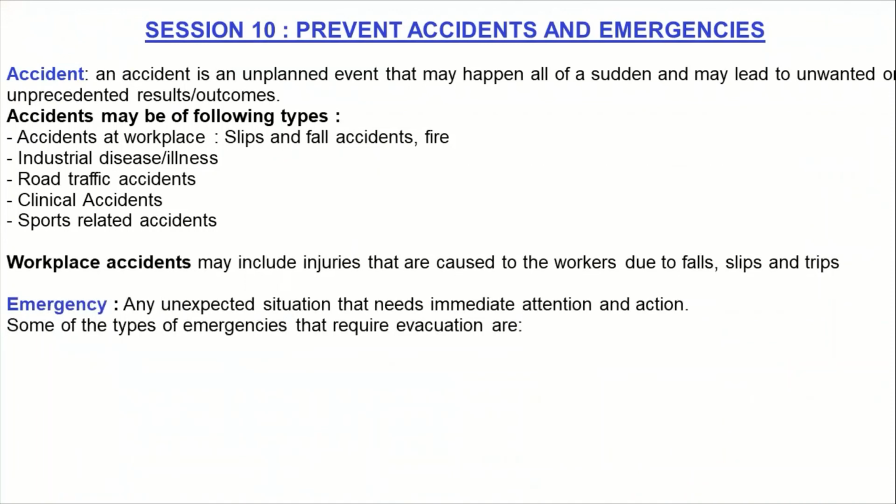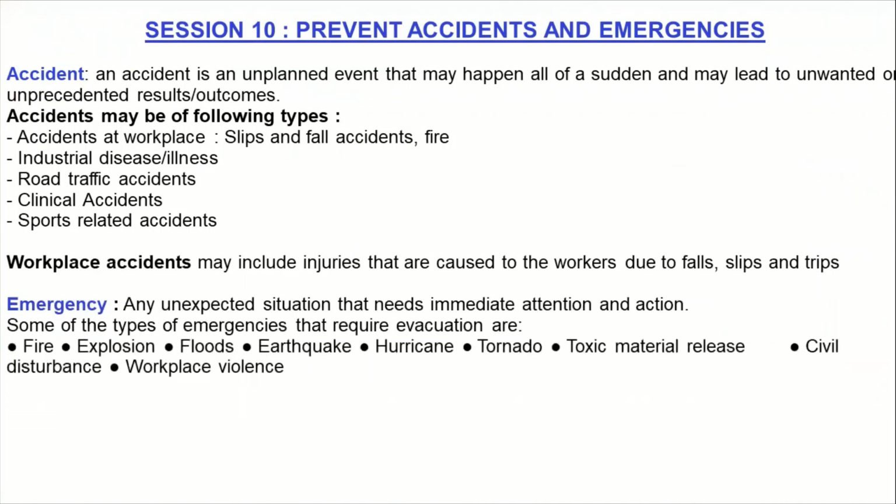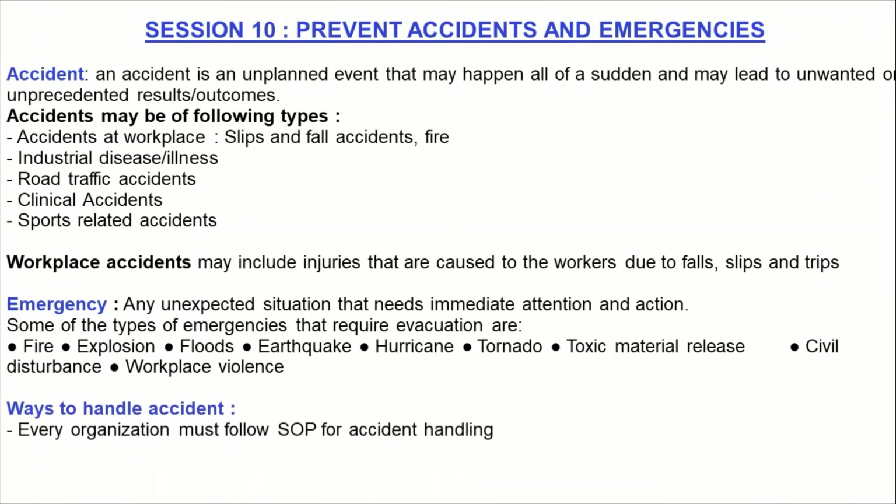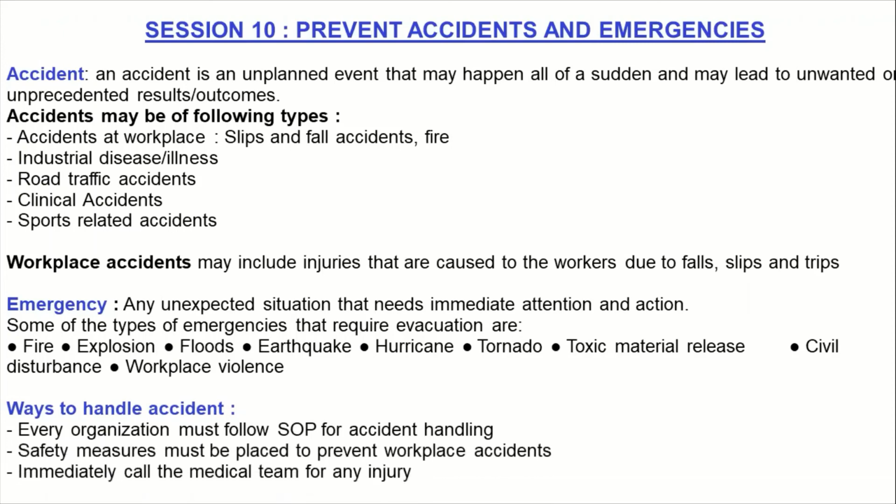Emergency is any unexpected situation that needs immediate attention. Some types of emergencies that require evacuation are fire, explosion, flood, earthquake, hurricane, tornado, toxic material release, civil disturbance, workspace violence. Ways to handle accidents. Every organization must have some SOPs. SOP is standard operating procedures for accident handling. Safety measures must be placed to prevent workspace accidents. Immediately call the medical team for any injury. Pay attention to and follow emergency drills.